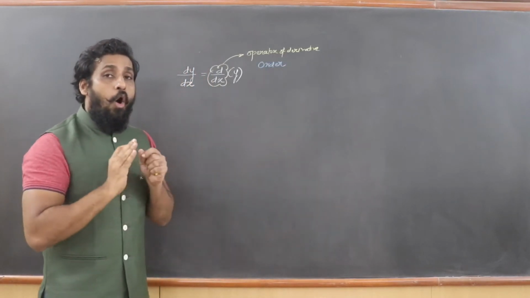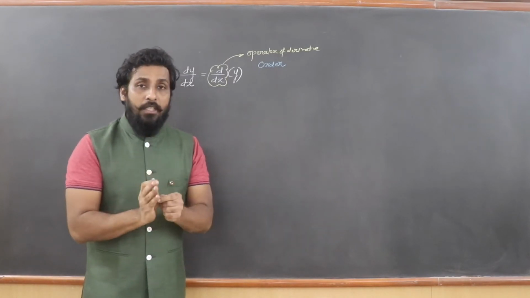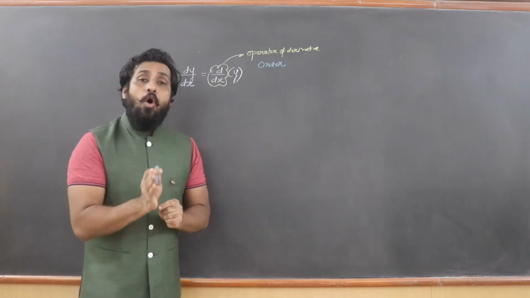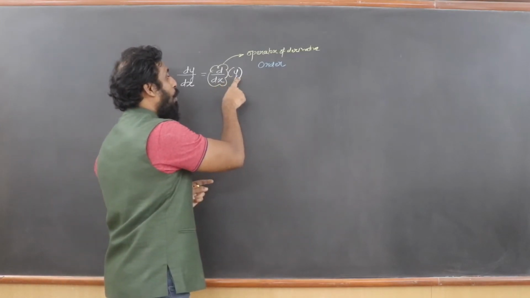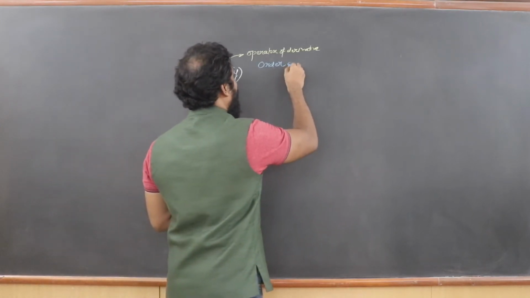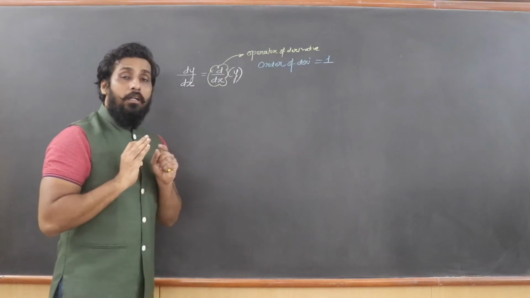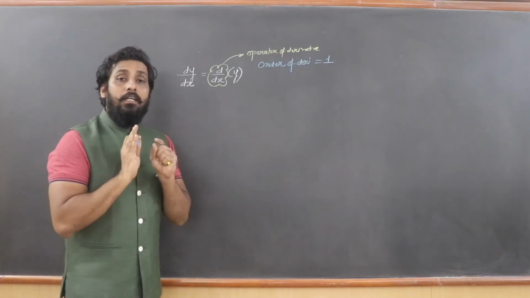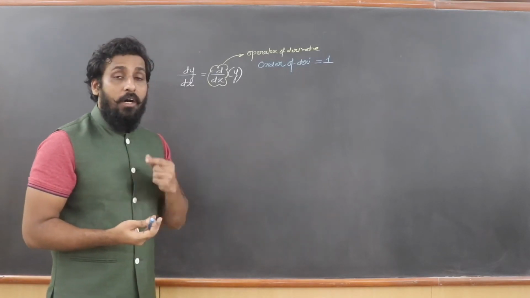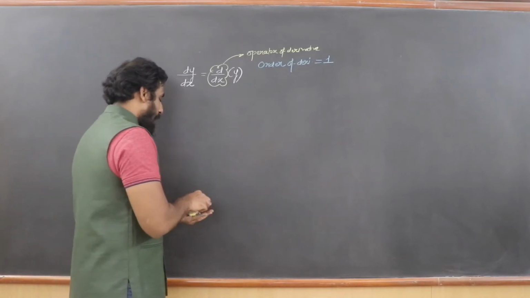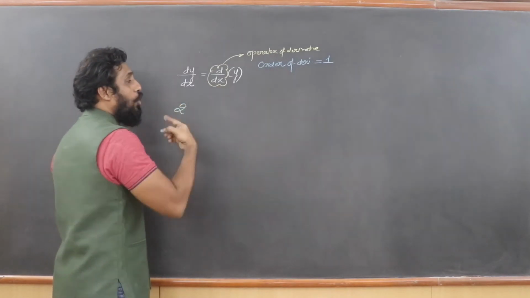So basically order means how many times you are differentiating a particular function. Here you are differentiating y one time, hence the order of derivative is 1. So order is basically the number of times a function is getting differentiated. So I can have something called a second order derivative. This was the first order derivative, where you differentiate one time.